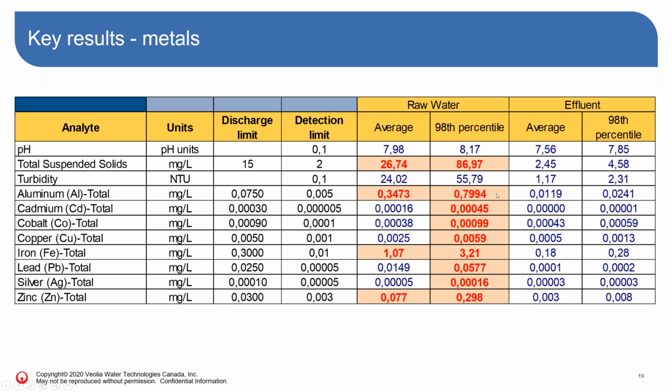You can see that the treated water, the effluent for metals, has excellent results. We usually have something like 2 log removal for most metals. Even at the 98th percentile, we're way below the criteria. So those are excellent results, and as I say, they are based on 3 years of data, thousands of data points. So this is something we're very, very confident about.